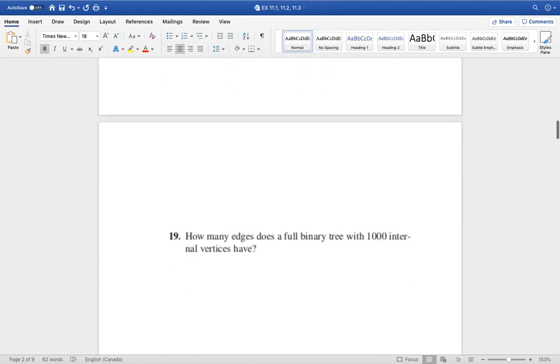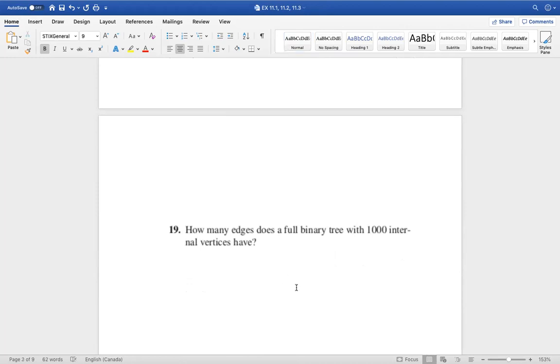Okay, next one. How many edges does a full binary tree with 1,000 internal vertices have? Since there are 1,000 internal vertices and we are supposed to find edges, we know that internal vertices are the ones which have children. So therefore, it will be 2,000.